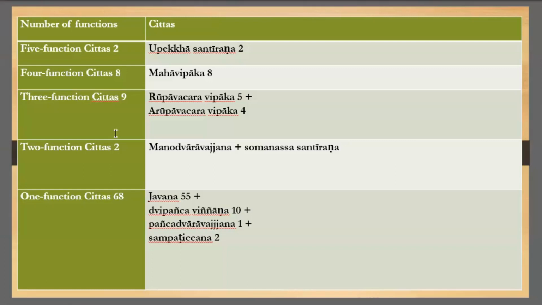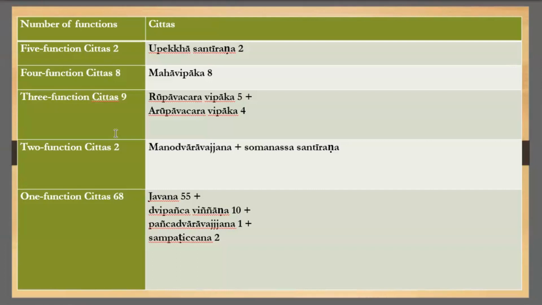Then there are 2 Chittas that perform 2 functions: Manodvara Vajjana and Somanasa Santirana. They have separate functions. What are they? Manodvara Vajjana: Avajjana function and Vattabhana function. Somanasa Santirana: Santirana function and Tadarammana function.